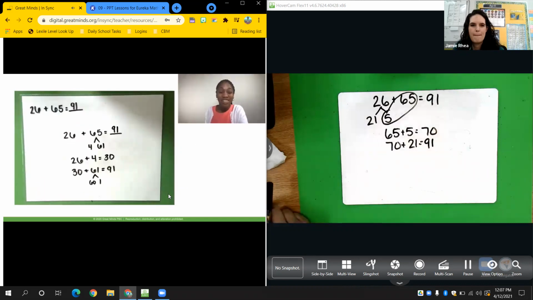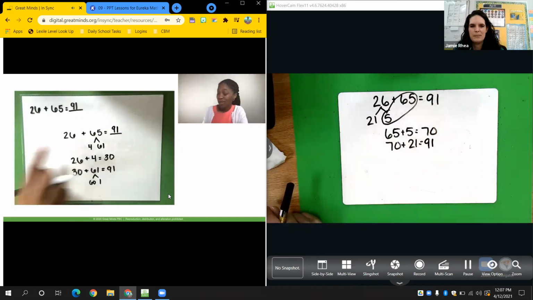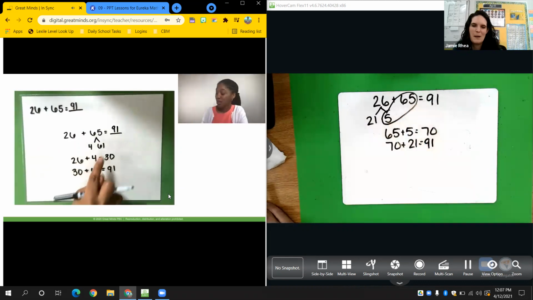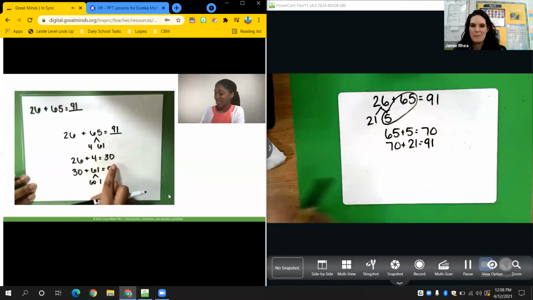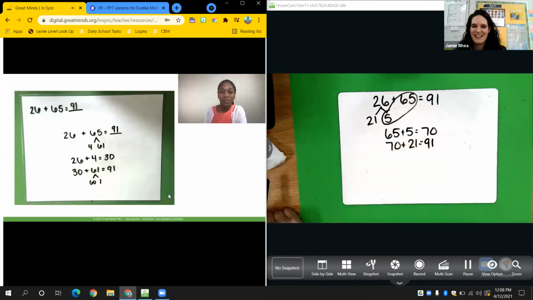Well, mathematicians, did you also get 91? I did. This time, I made the next 10. I noticed that 26 needed 4 more to get to 30. So I broke apart 65 into 4 and 61. 26 plus 4 equals 30. 30 plus 61 equals 91.